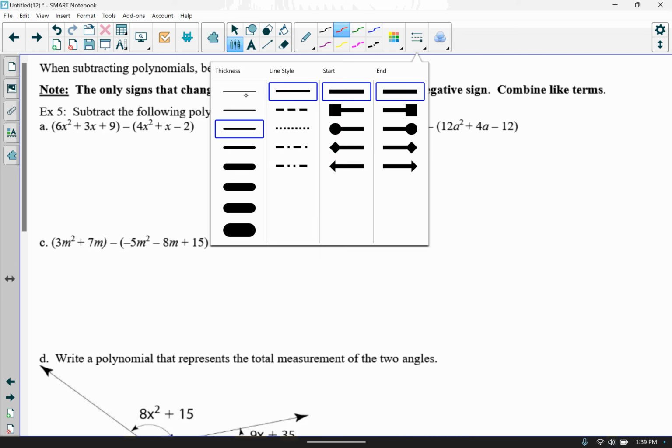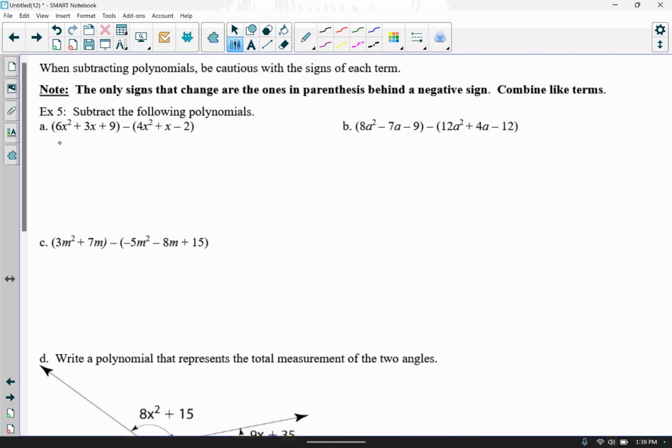So you'll notice in example 5, letter A, I've got a polynomial minus another polynomial. So it looks very similar to the previous page where there's two polynomials. The only difference was there was an addition sign. So now we've changed it to subtraction. Well, remember, a minus is the same thing as a negative. And so we're going to treat this then as a -1 that gets distributed to everything in the parenthesis behind it. So that means then that first parenthesis just gets brought down.